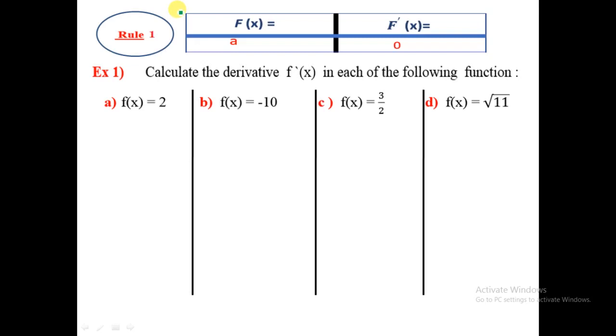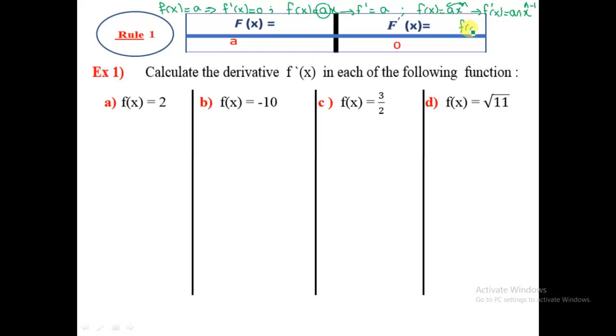We took yesterday the first four rules on derivative. Let's remember them together. If f of x equals a constant, then the derivative f prime of x is 0. If f of x equals ax, then the derivative in this case is the coefficient of x, which is a. If f of x equals ax to the power n, then the derivative f prime of x is the power multiplied by the coefficient multiplied by x to the power n minus 1.